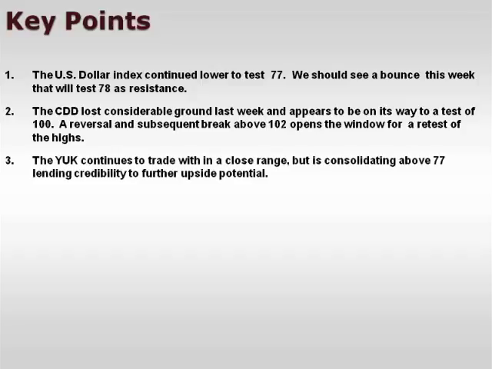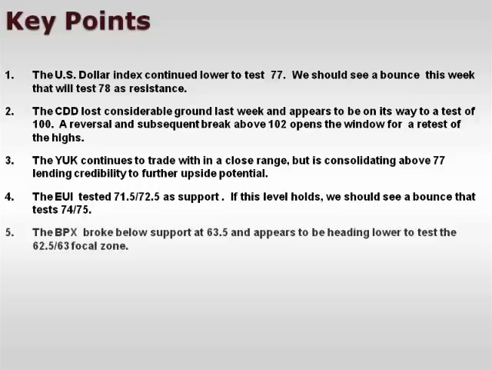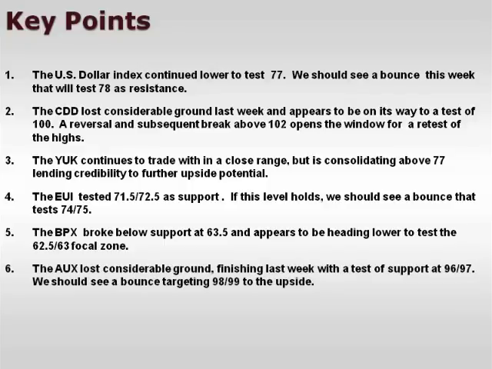The YUK continues to trade within a close range but is consolidating above the 77 level, lending credibility to further upside potential. The EUI tested 71.5-72.5 as support. If this level holds, we should see a bounce that tests 74.75. The BPX broke below support at 63.5 and appears to be heading lower to test the 62.5-63 focal zone. The AUX lost considerable ground, finishing last week with a test of support at 96-97. We should see a bounce starting 98-99 to the upside.